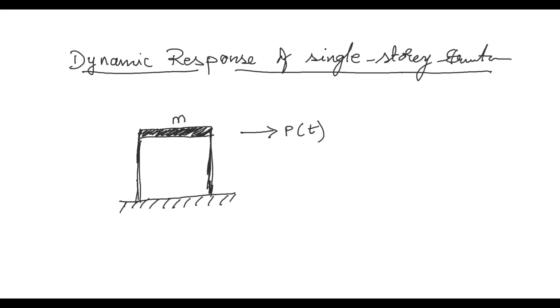So I can say that these are the stiffness. This is K. There are two columns, so I can say this one as K by 2 and K by 2. So total stiffness is going to be K. And the material is going to have some dampness, so you can name it like this. Something like this is nothing but the dampness C.